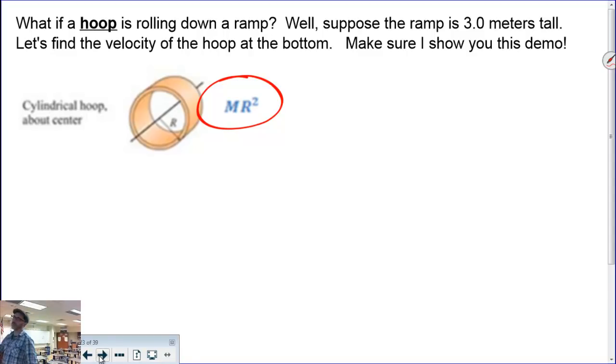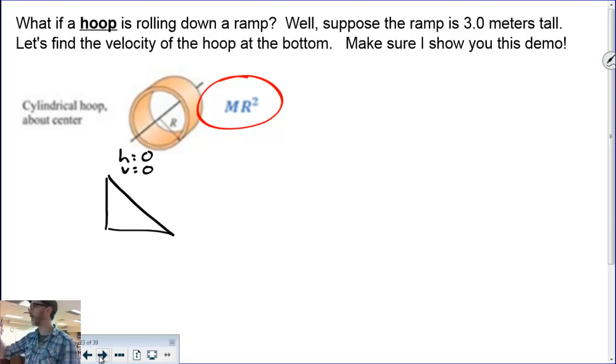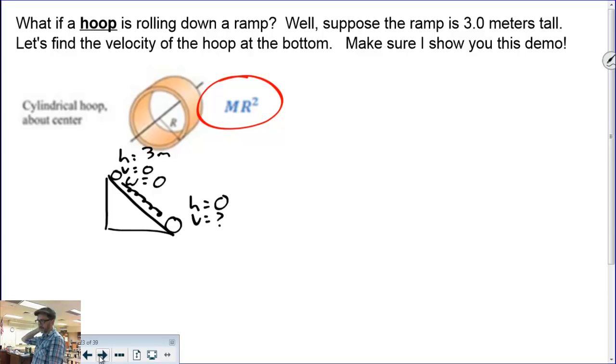Okay, so let's do it and see what we get. So the idea then is, once again, you've got your ramp. We know up at the top the velocity is 0. No, I'm lying, the height at the top is not 0. The height at the top is 3 meters. Velocity at the top is 0. Angular velocity at the top is 0. And then it rolls down. When it gets down to the bottom, our height is 0, but now we've got linear and angular velocity, right?